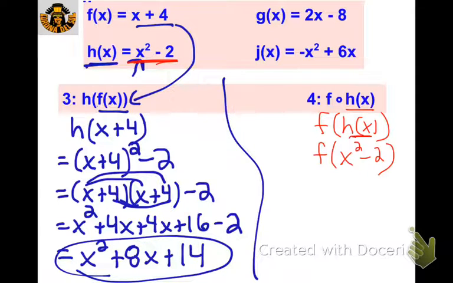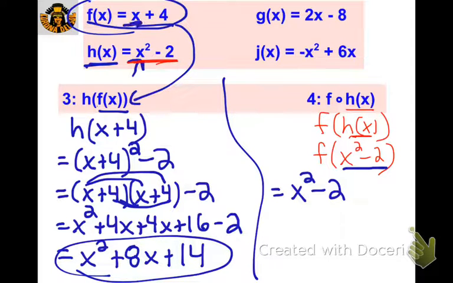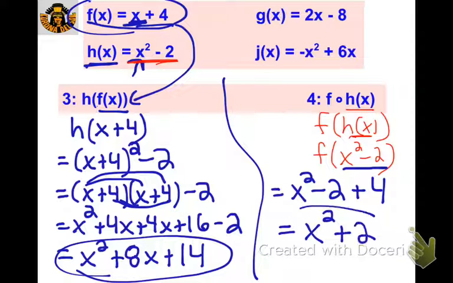So now what we're looking for is what's f of x squared minus 2. So we go up to the f function, and wherever there's an x, we're going to put this. So we're going to put x squared minus 2. That's where the x goes in for the x. And then we got the plus 4 still. So then this is going to be x squared and then plus 2.